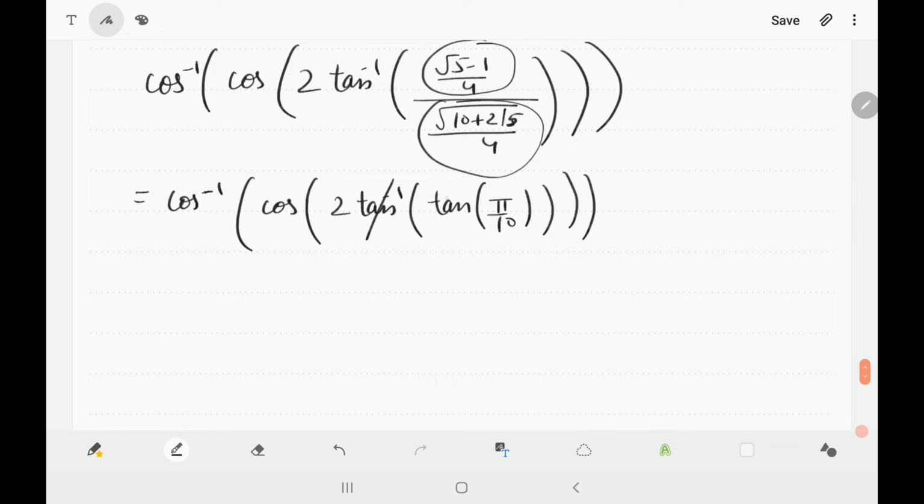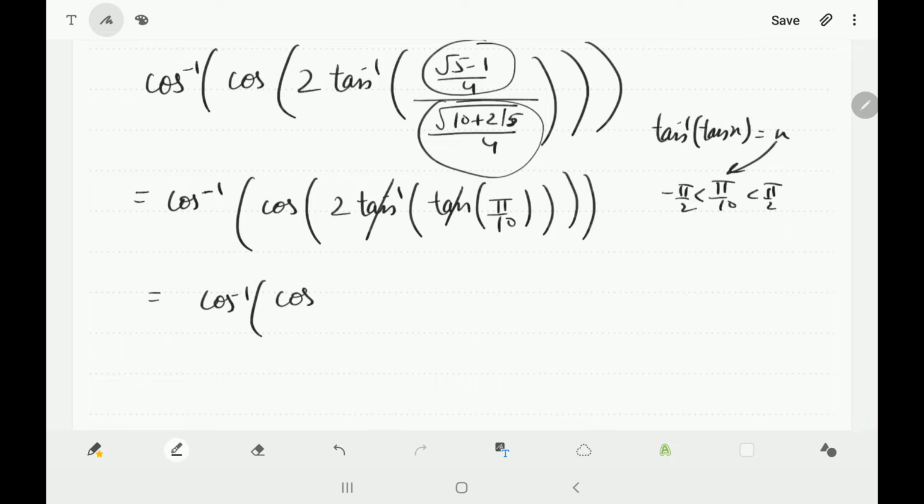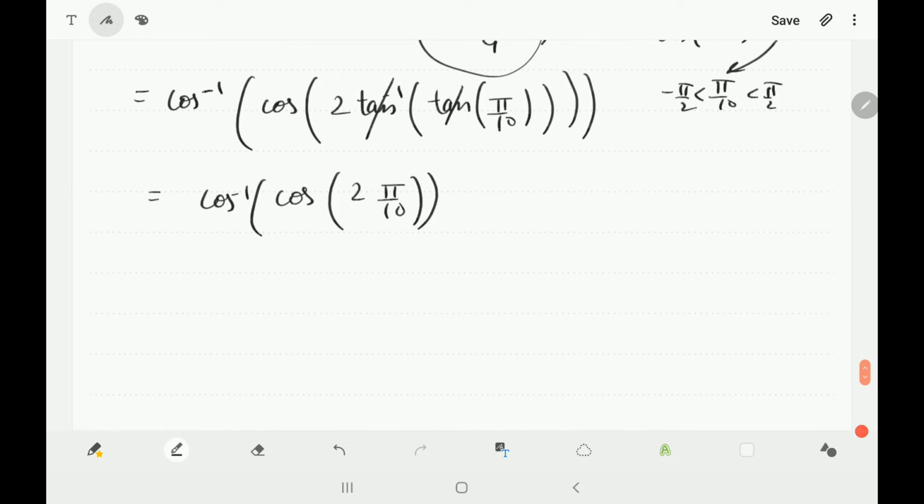Now this tan inverse will cancel tan, so we will be left with cos inverse of, this tan inverse will cancel tan, because pi by 10 is in the principal value branch, because pi by 10 lies between minus pi by 2 to pi by 2, okay. So we already know that tan inverse of tan x opens up in x if and only if x is from minus pi by 2 to pi by 2, okay. So you are left with now cos inverse cos 2 times of pi by 10. So this will again give us cos inverse of cos pi by 5.